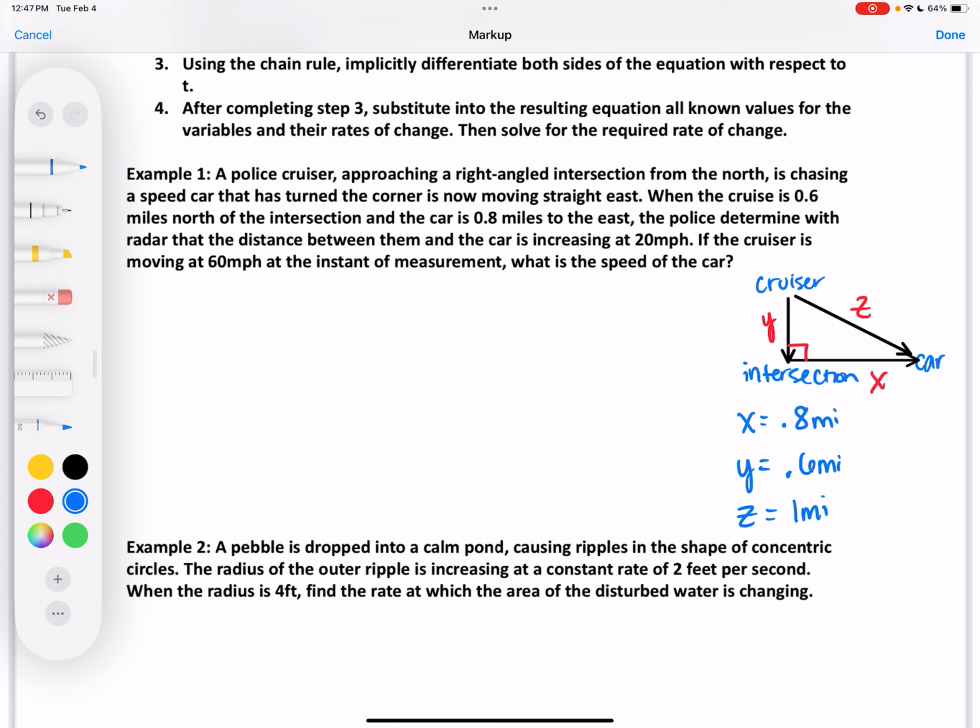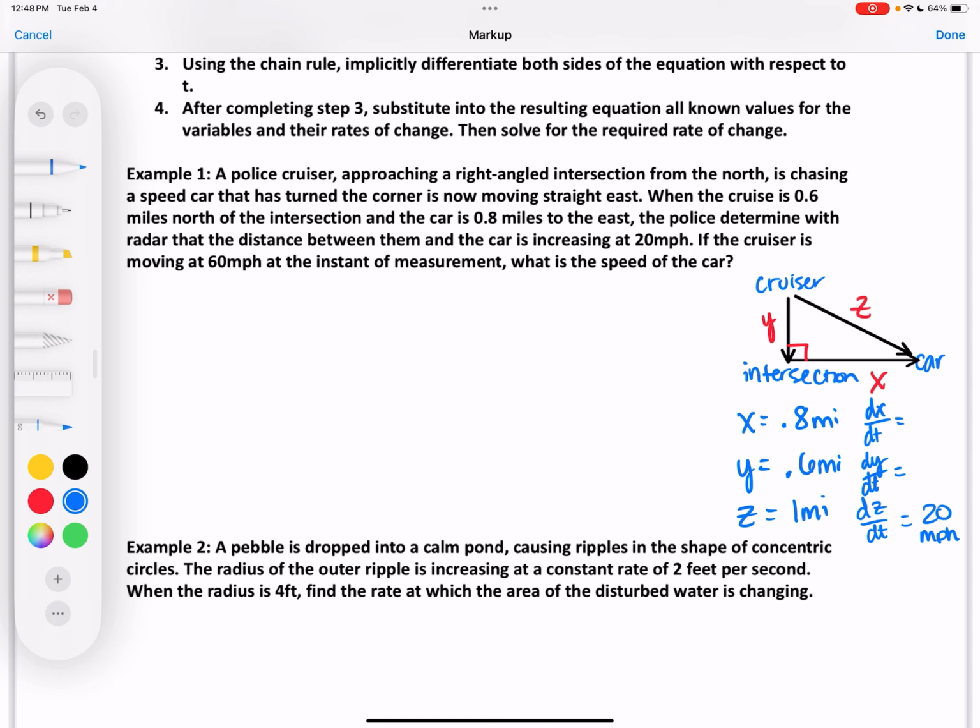Now these other values, dx dt, dy dt, never leave myself enough space. dz dt are the rates of change. This just sounds so funny. So let's look at what they told us. They told us that the distance between them, so the dz dt, is changing at 20 miles per hour. So this is 20. I'm just going to write mph.